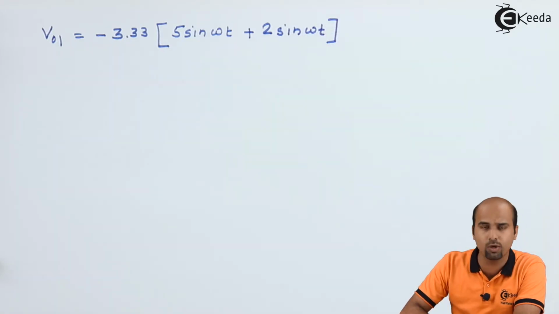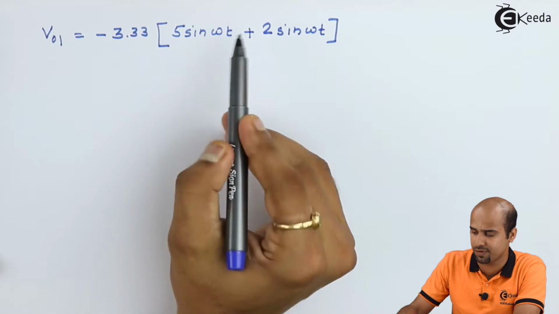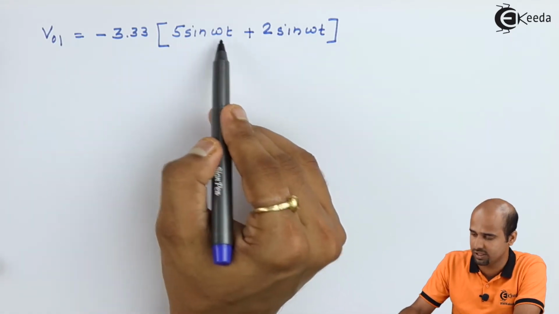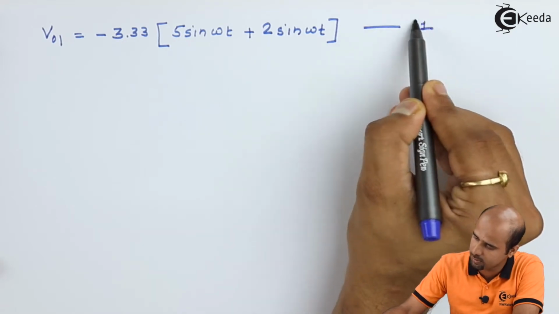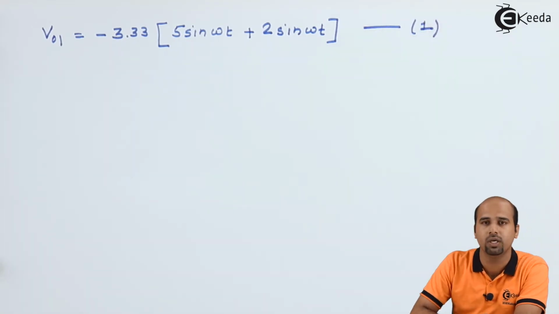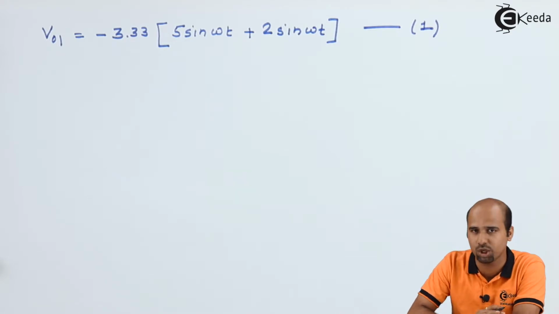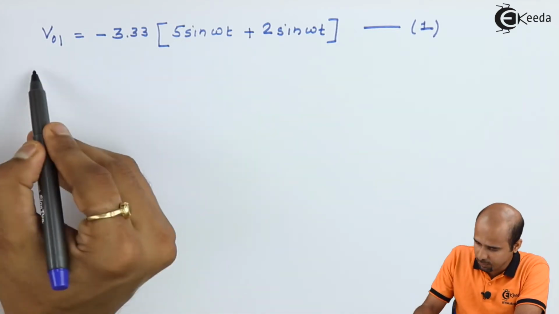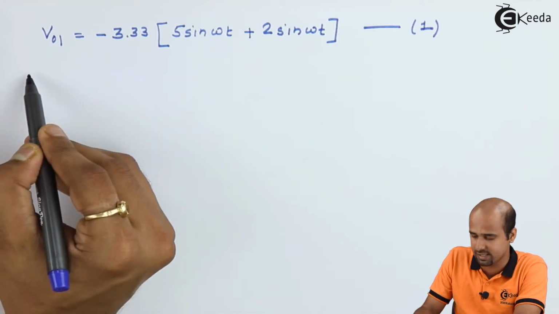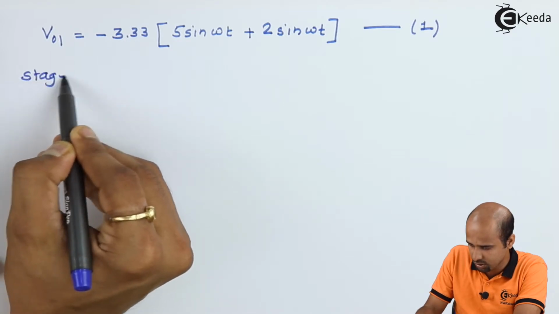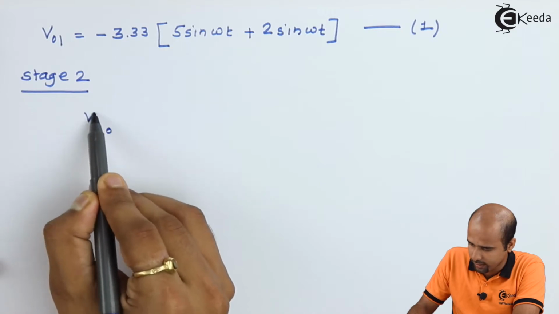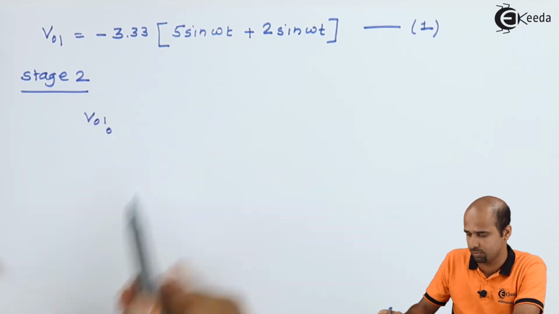We will keep this value as it is because we don't know what the frequency omega is, which is not given, and we can't help with this particular situation. This will be equation 1 because they ask us to find the expression of VO. Expression of VO means that this will be as it is. We will proceed further for the next stage, that is stage number 2. For stage number 2, we will take this VO1 as input.